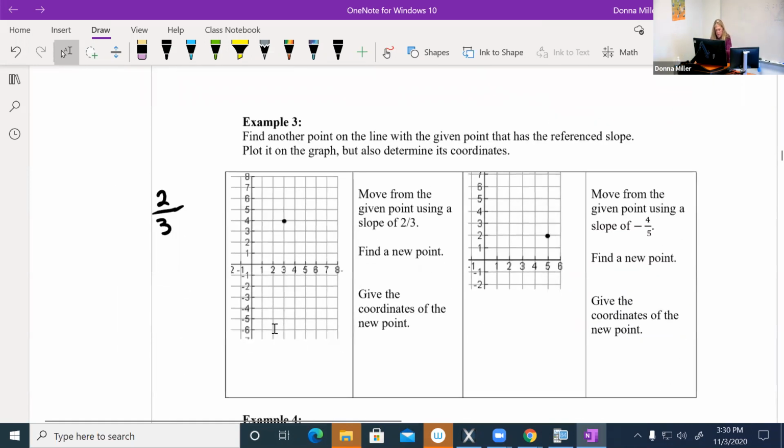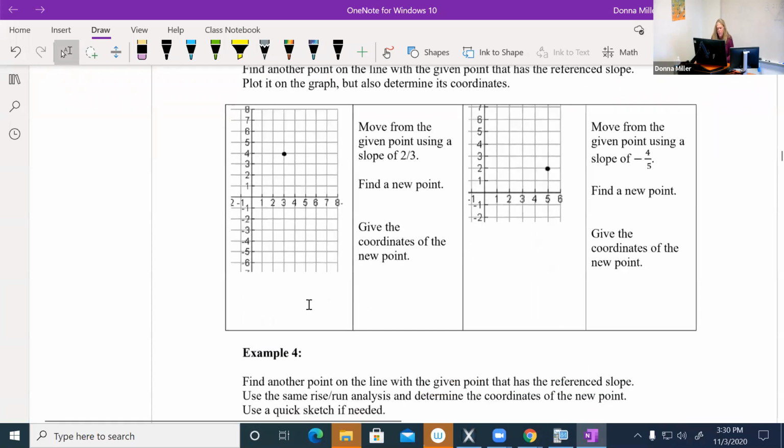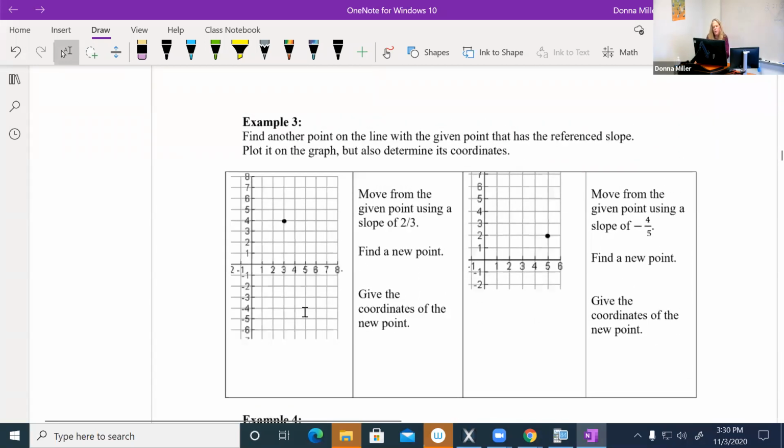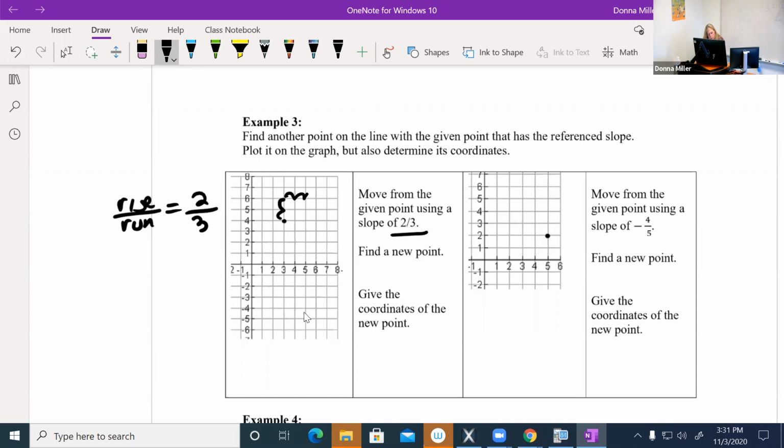All right, so let's make sure we can get the other points. All right, we good with that? Yeah, okay. So it wants me to find another point. All right, so move from the given point using a slope of 2/3. So this is telling me to go up 2 and over 3, right? So rise over run is 2 over 3. So from that point, you're going to go up 2 over 3. That puts me right there. So I can read that point. That point is 6, 6, right? Okay, see, I'm using the slope to find another point.